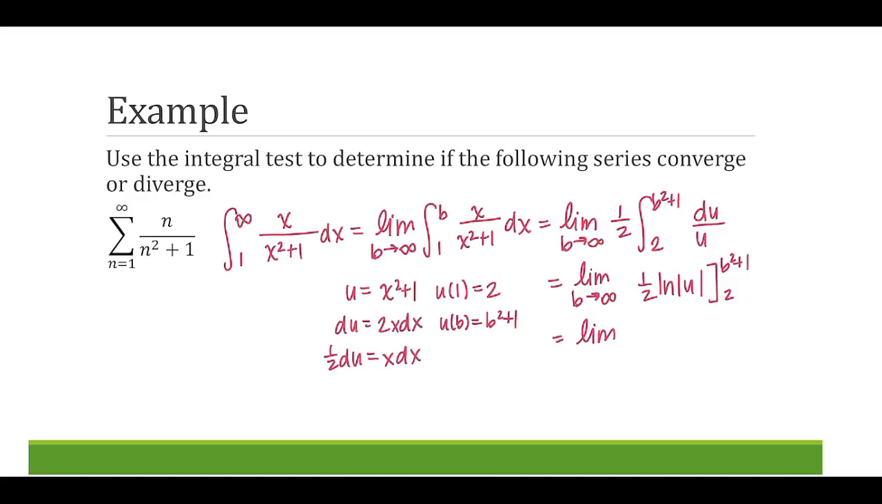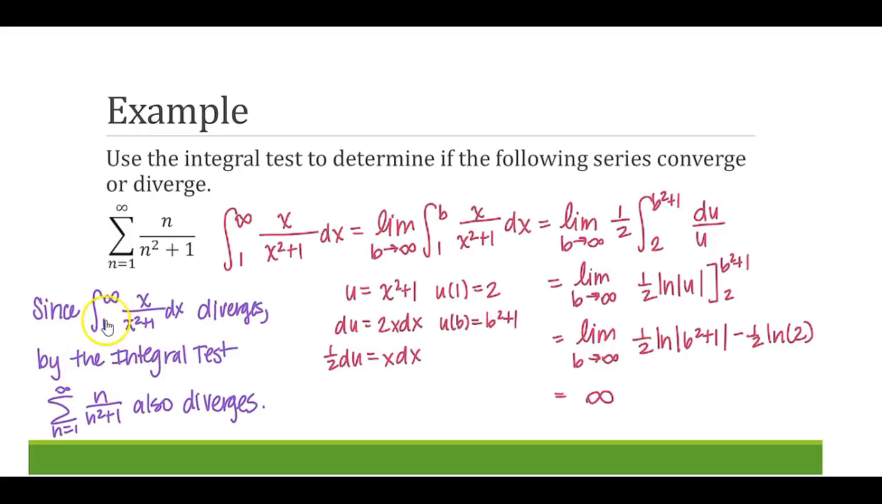Well, if I substitute in now my limits of integration, I have 1/2 the natural log of b squared plus 1 minus 1/2 the natural log of 2. Well, as b approaches infinity, this is the only term involving b. The inside is going to go to infinity, and natural log as I approach infinity is infinity. So this whole limit does not exist, and so this improper integral diverges. So since the improper integral diverges, the corresponding series also diverges by the integral test.